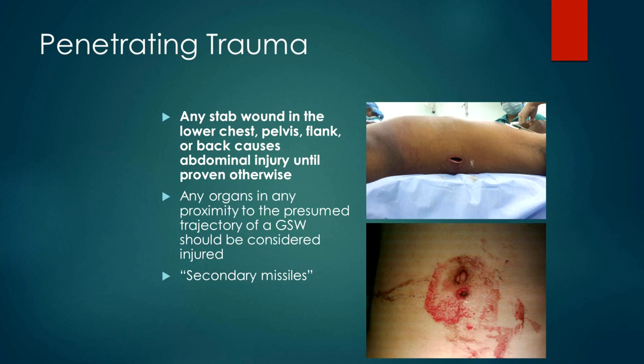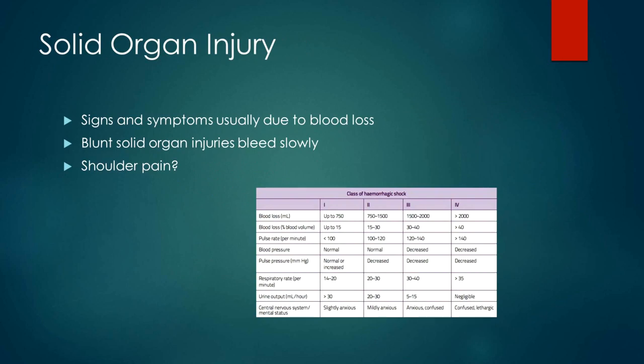Penetrating traumas, any stab wound in the lower chest, pelvis, flank, or back can cause abdominal injury until proven otherwise. Any organs in proximity to the presumed trajectory of a gunshot wound should be considered injured. And then you've got to have this idea of secondary missiles, which can be either bullet or bone fragments that may cause additional injuries in places that are somewhat unexpected.